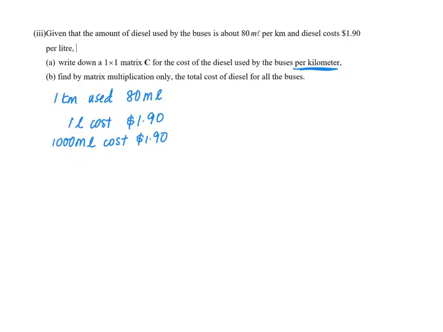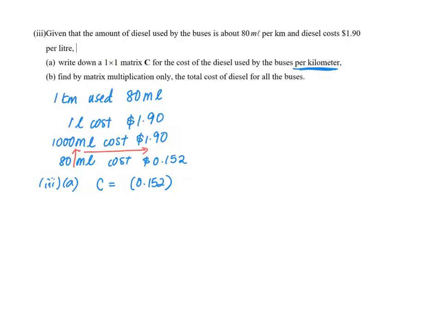So 1 litre is actually 1000 ml. How much does 80 ml cost? So 80 ml will cost 80 over 1000 times 1.90. And that gives us a price of 0.152 dollars. So write down a matrix C. So part 3A, the matrix C for the cost will represent 0.152. And remember to put brackets because it's the matrix.